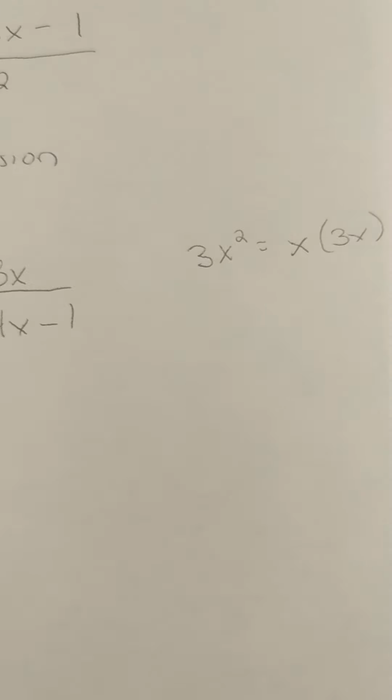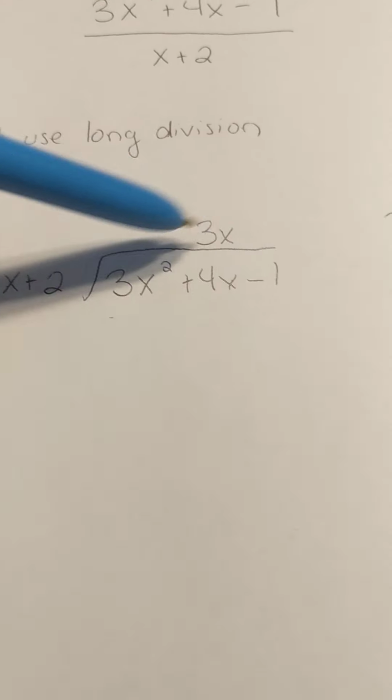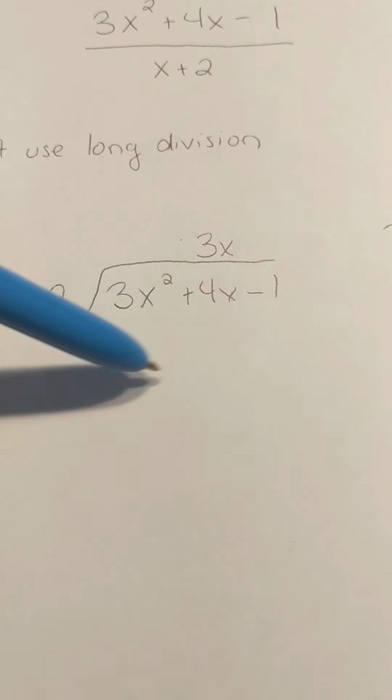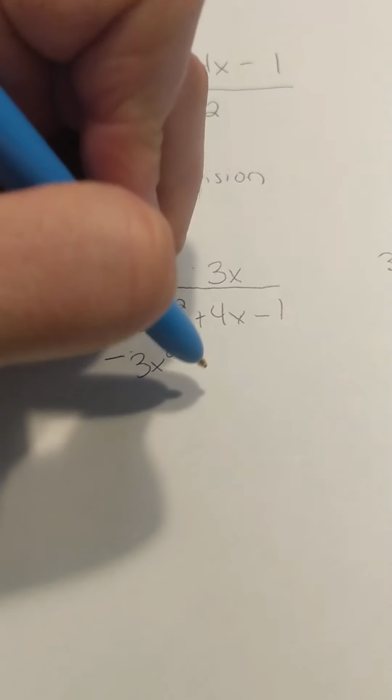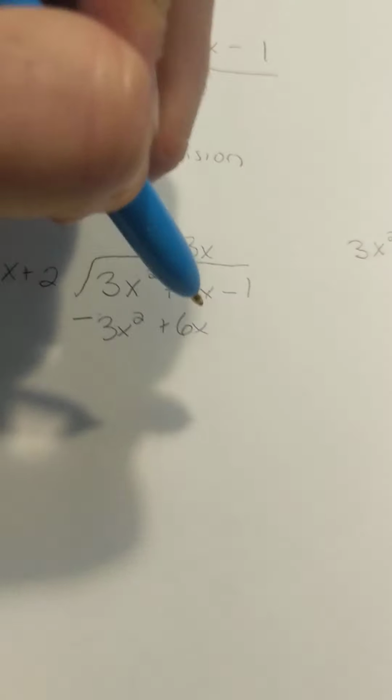All right, so now that I know that I have to multiply by 3x, I'm going to go ahead and do that, and I'm going to write that binomial under here, and then I'm going to subtract. So 3x times x is 3x squared, and 3x times 2 gives me 6x.